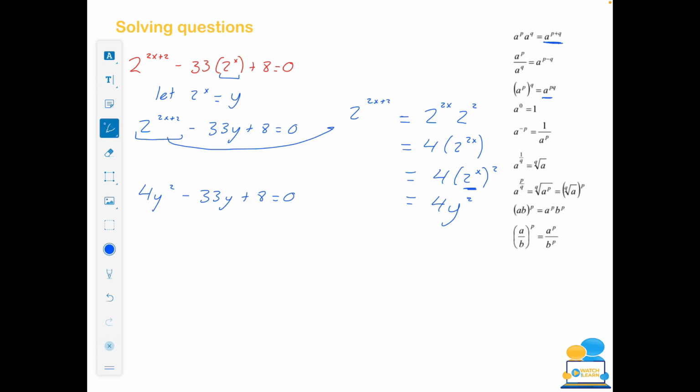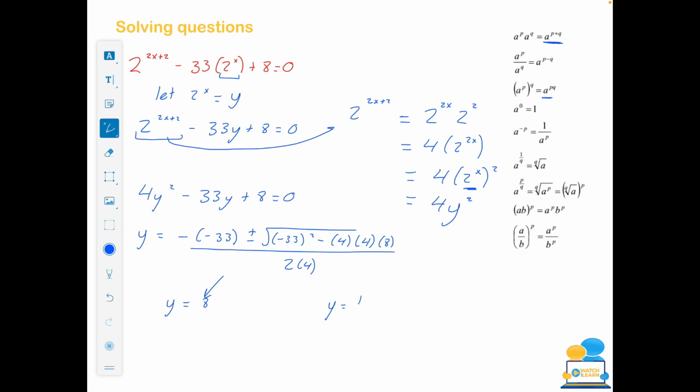Now you'll notice what we're left with is a quadratic. So very quickly I'm going to do out the minus b formula for it. I'm going to say that y is equal to minus b, which is minus 33, plus or minus the square root of b squared, which is minus 33 squared, minus 4 by a by c, which is 4 by 8, all over 2 by 4. If you're stuck on the minus b formula, go back and revise it. You could also potentially do this by factorising, but it might be just a bit tricky to see. I'm going to pop that straight into my calculator. So you get y is equal to 8 or y is equal to 1/4.